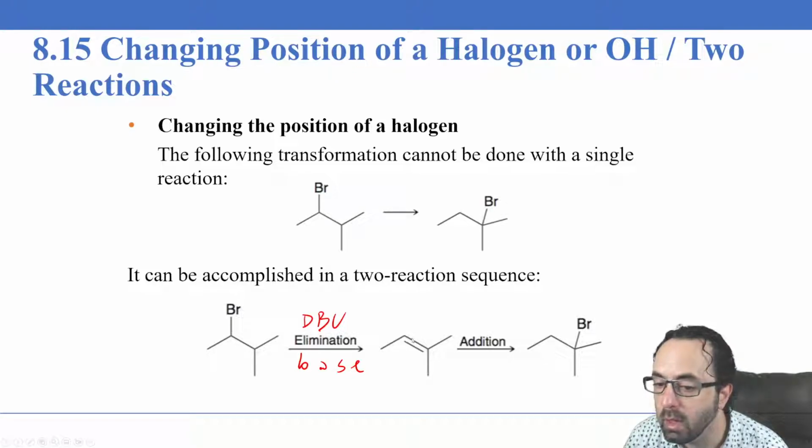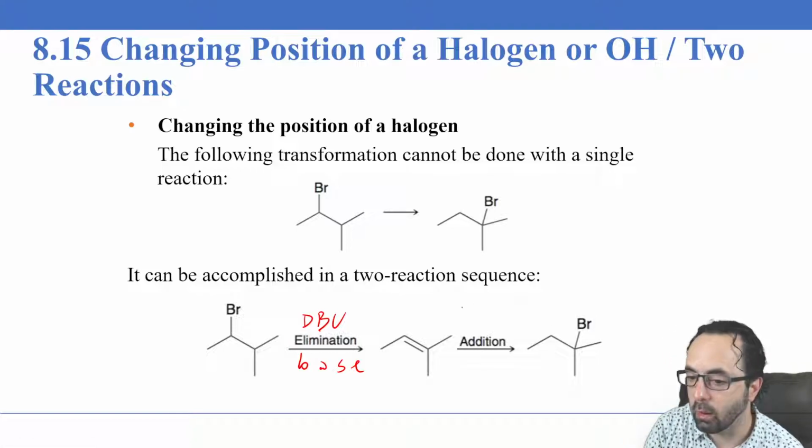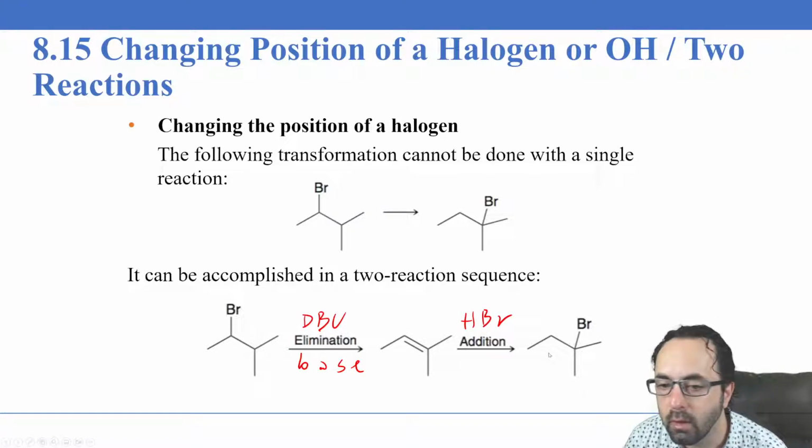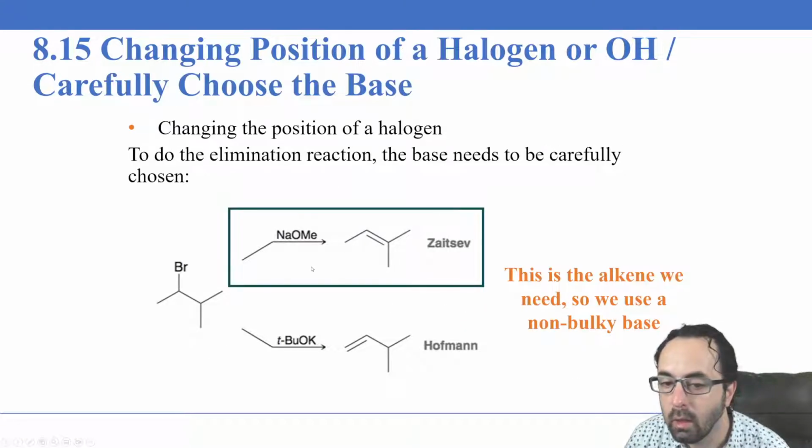Then we want to do an addition. And so this is going to be a hydrohalogenation. That's the Markovnikov addition. And so we could simply use the hydrohalide here to do this. And here's breaking this down in steps. We could do this with a strong base, strong nucleophile. We do want the Zaitsev product, the more substituted product. So we would use a non-sterically hindered base. And so that would be the advantage.